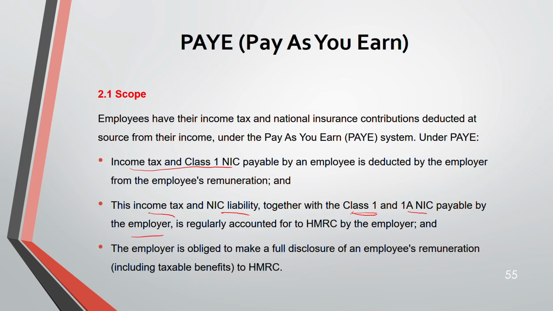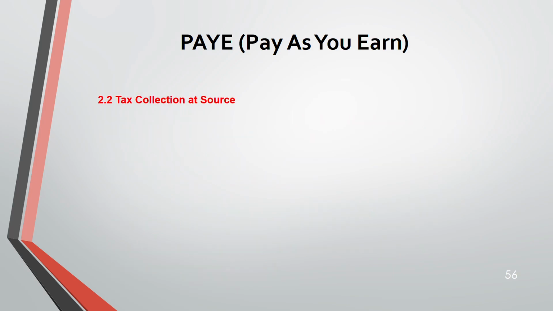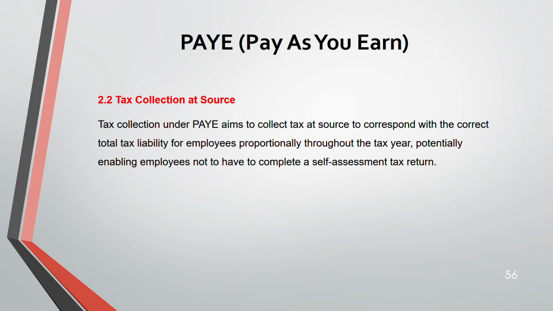And not only that, the employer has the obligation, they are obliged to make a full disclosure of an employee's remuneration to HMRC. And the employee's remuneration should include the taxable benefit as well, not just the cash, not just your salary. Now, next, tax collection at source. So the tax that is collected under PAYE, what is the main aim? The main aim is to collect the tax so that it corresponds with the correct total tax liability for employees.